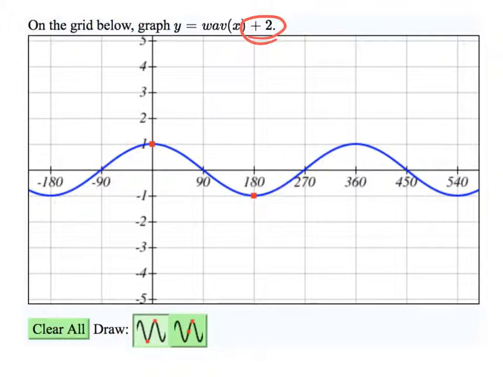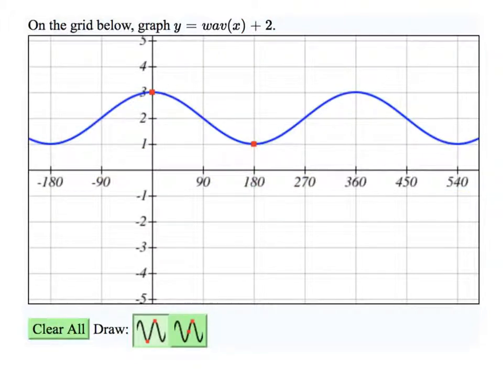It moves it up 2. And so what I'm going to do is take the graph that I made and drag the points that I plotted each up 2. If you do, you then end up with a graph that looks like this, and that would be your final answer for doing that problem.